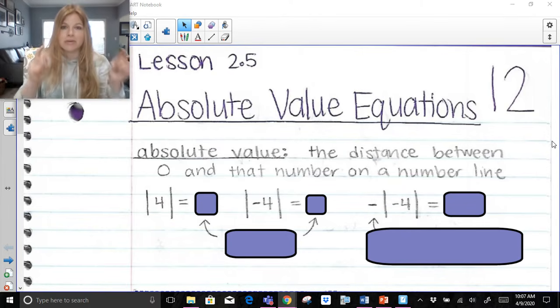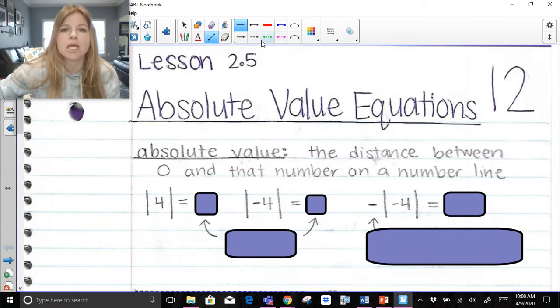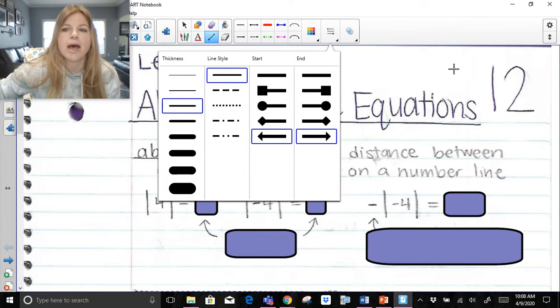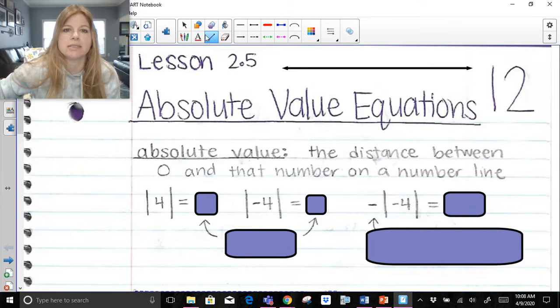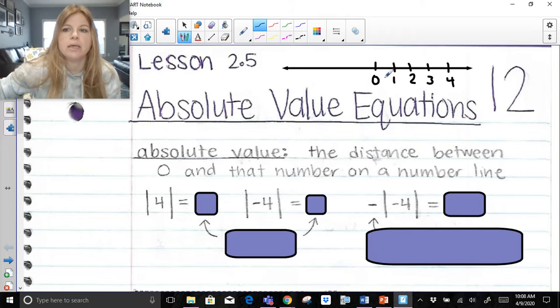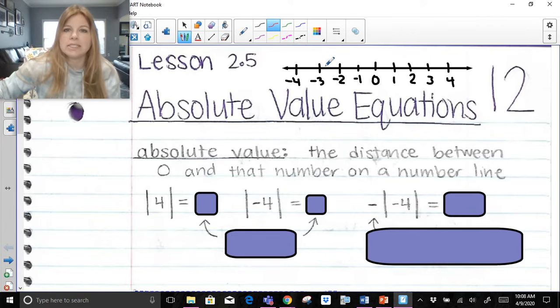All right, let's go. So first of all, absolute value is the distance between 0 and that number on a number line. So you would need to imagine, and I can draw a number line for us, that I'm dealing with a number line like this, and I have 0 in the center, just think of a classic number line, and I have 1, 2, 3, 4, and then -1, -2, -3, -4, that the absolute value means what's the distance from any number on this number line to 0.